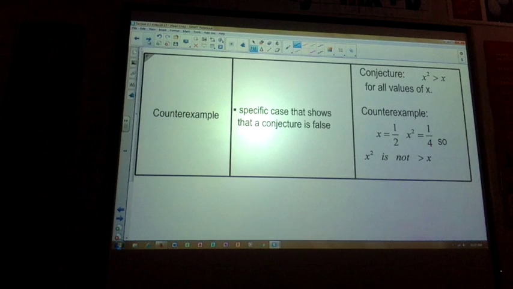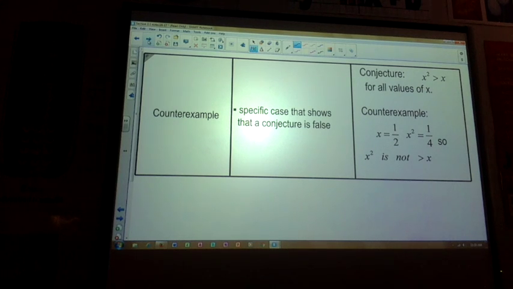Well, let's move off this and get to the past. Counterexample: a specific case that shows a conjecture is false. So take a conjecture that x squared is always greater than x for all values of x. The counterexample would be if I were to have x equals 1/2. That means that 1/2 quantity squared is 1/4. So 1/4 is not greater than 1/2. So this is a counterexample. But sometimes you think, well, of course x squared is always going to be greater than x, if you're talking about a whole number. As soon as you throw a fraction in the mix, it's going to change the game plan.